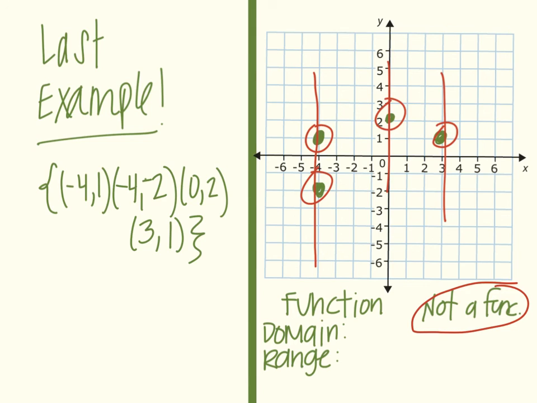Alright, the domains. Let's put them in order from least to greatest. I chose this example because I wanted to reiterate that if the domains or ranges repeat, we only have to write that number once. So -4 repeats twice, but I'll only write it once. -4, 0, and 3. Then the y values would be -2, 1. 1 repeats also, so I'll just write that one once, and 2.